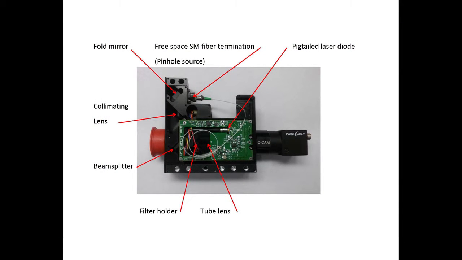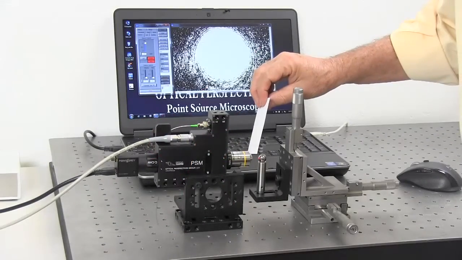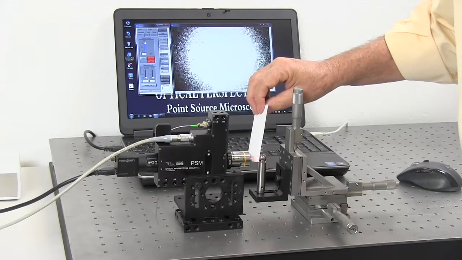Initial setup of the PSM is easy because the brighter laser source is visible under ambient lighting. The laser intensity is reduced as the microscope is brought to best focus, where the spot is a minimum size, to avoid saturation.